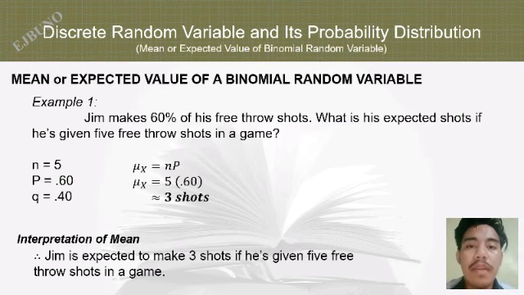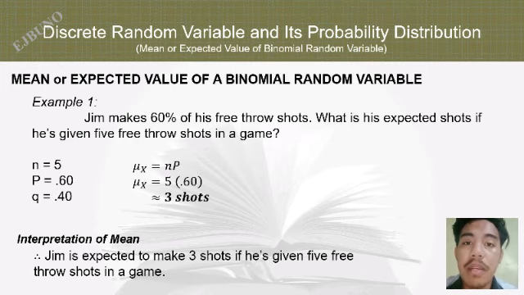Let's have our sample problems. Example number 1. Jim makes 60% of his free throw shots. What is his expected number of shots made if he is given 5 free throw shots in a game? We have the given n, the number of trials, equal to 5; p, the probability of success, equal to 0.60; and q, the probability of failure, which is 1 minus p, equal to 0.40.